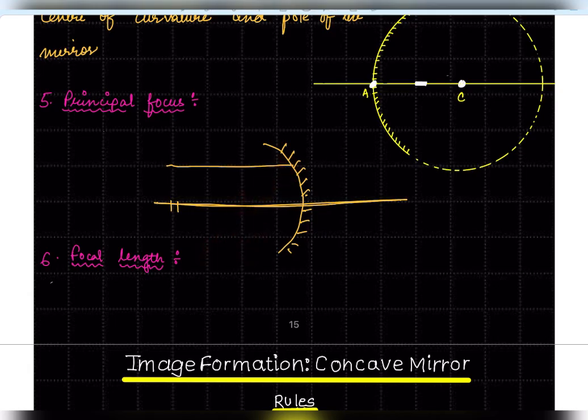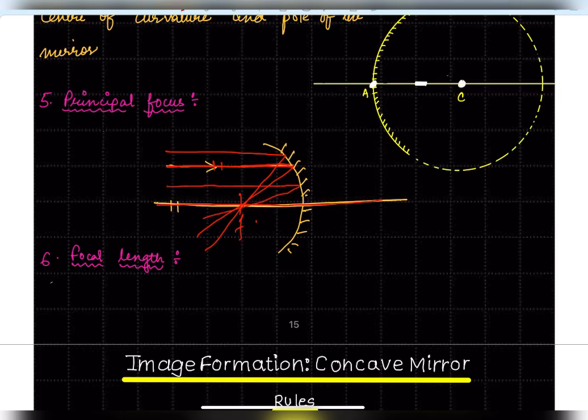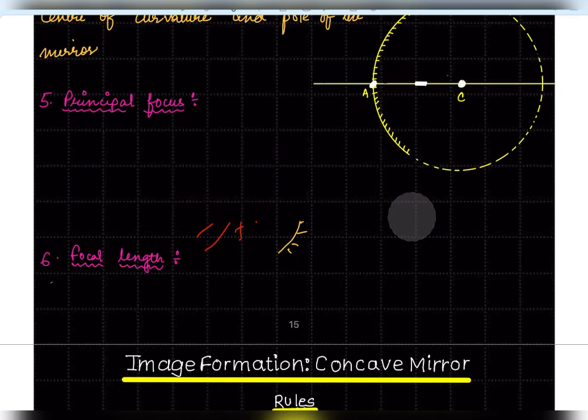Understand again, if I take a straight line, we'll discuss this in the rules also, it will become clear to you. If I take a straight line which is passing parallel to this, then after reflection from here it will pass through the focus. What will happen if I take it a little bit upside like this? The rule is the same, it will pass through the focus. The only condition for this to pass through the focus is that it must be parallel to the principal axis. So looking at this, we can define the principal focus.